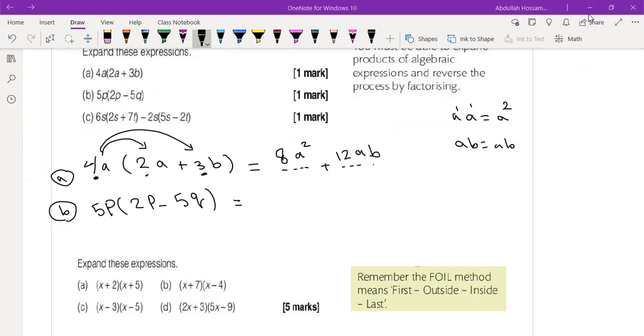So here you multiply 5b by 2b. You got 10b squared, because b multiply b is b squared. Guys, please notice, b plus b is 2b, but b multiply b is b squared. Okay? Minus 5 multiply 5 is 25, and p multiply q, pq.